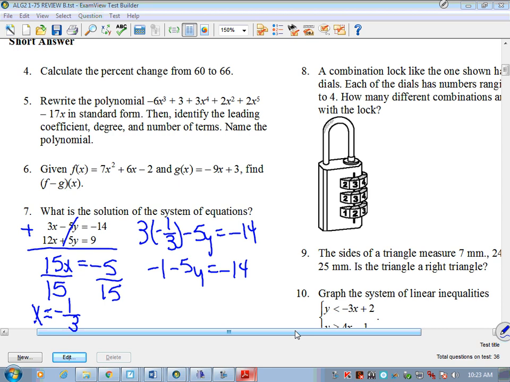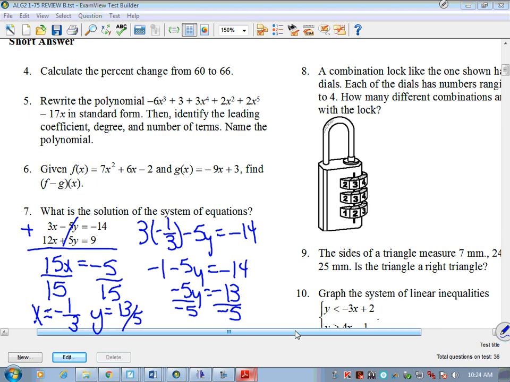What do I do with that negative 1? Add it to what? All right, which means I'm going to get what? Negative 13. Then what am I going to do with the negative 5? Divide it. All right, so y equals what? 13 over 5. Somebody scroll down to the bottom and check my answer. Should be x equals negative 1/3 and y equals 13/5. Is that correct? I'm told that's correct.